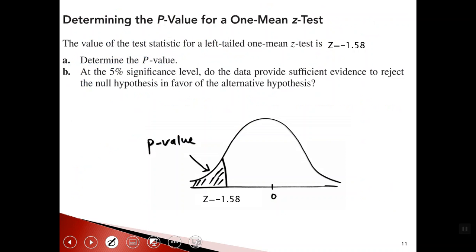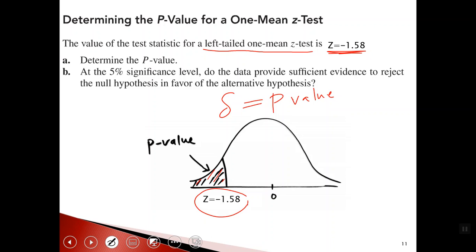This is a left tail test. They have given the z value, so you don't need to worry about it. It is negative, no problem. So if you have a left tail test, how do you find the p value? Calculate your delta. That delta equals the p value, because it is a left tail test.